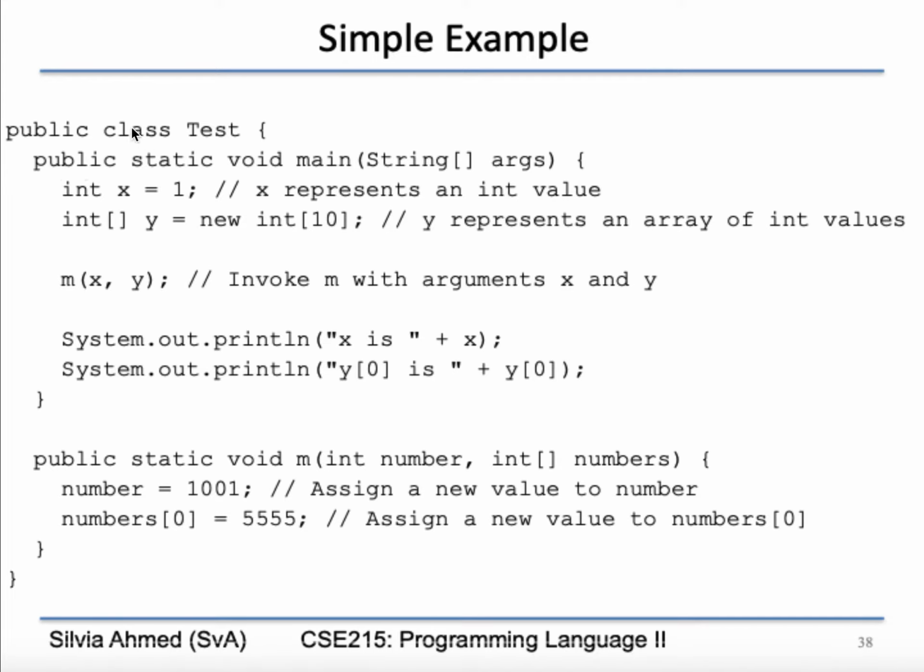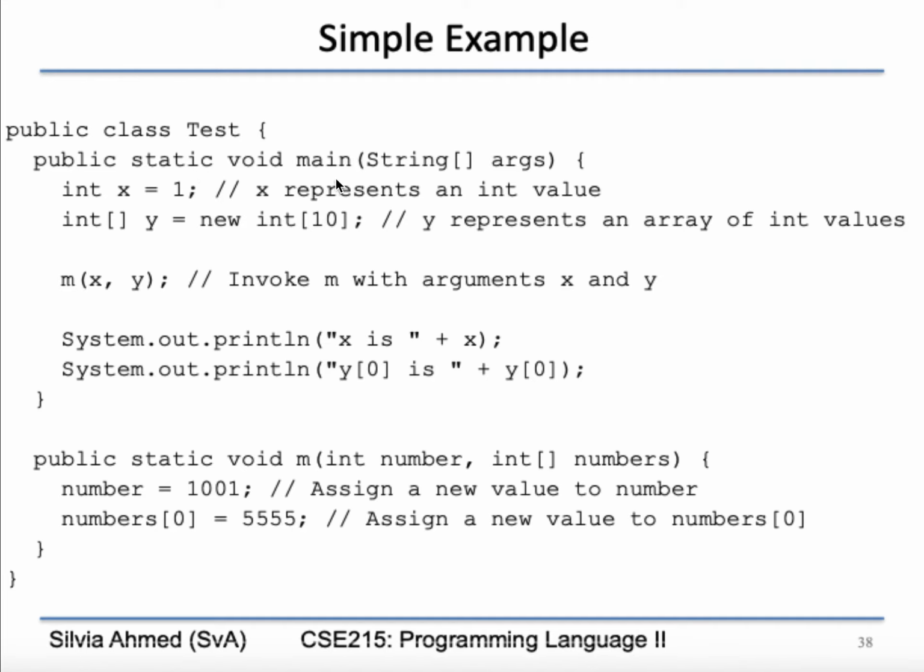Let's look at this example. In our class Test, we have the main method and we have another method named m. The m method takes in two inputs: one is an integer and one is an array of integers. Inside the m method, the integer number is assigned the value 1001, and the first value, that means the 0th position, is assigned the value 5555.